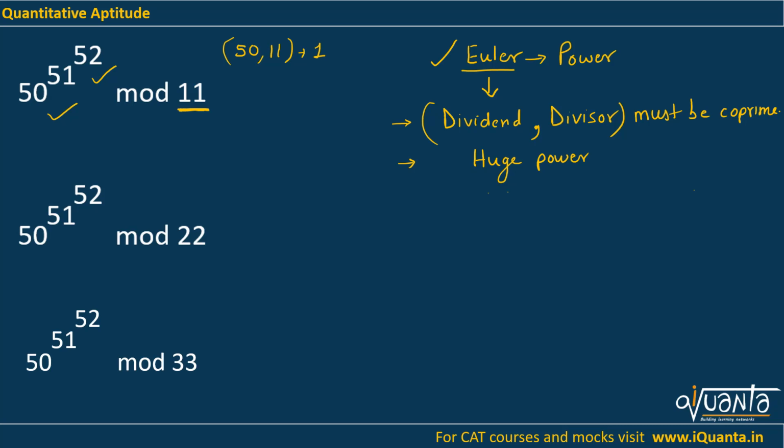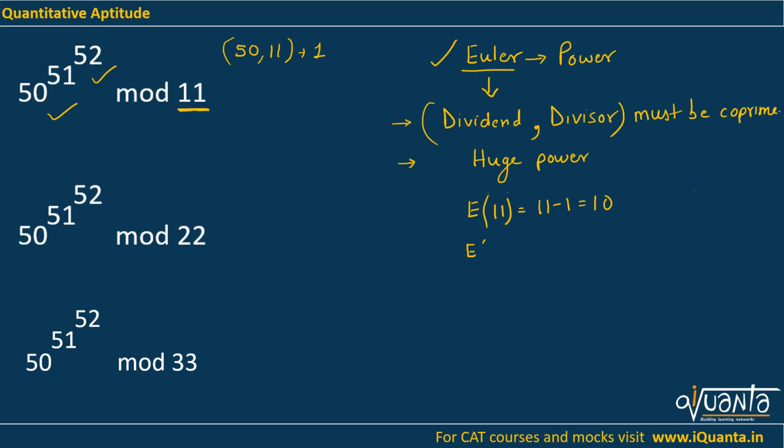Now how to start applying Euler theorem? We'll always find out the Euler of divisor. So Euler is written as E of divisor. Divisor here is 11. Whenever you have to find out the Euler of a prime number, it will always be 1 less than that. So 11 will have Euler 11 minus 1, that means 10.